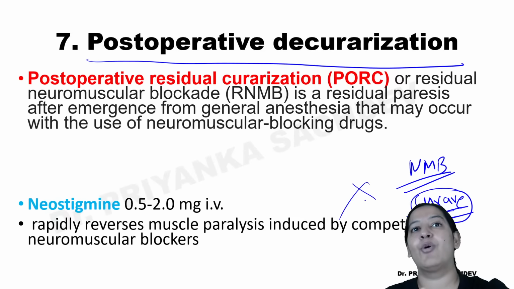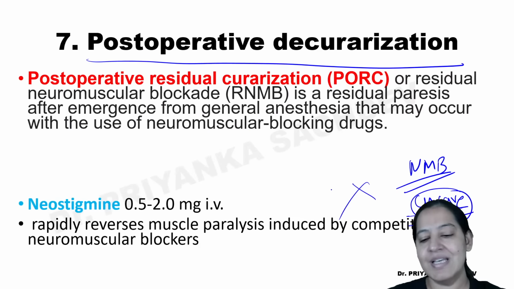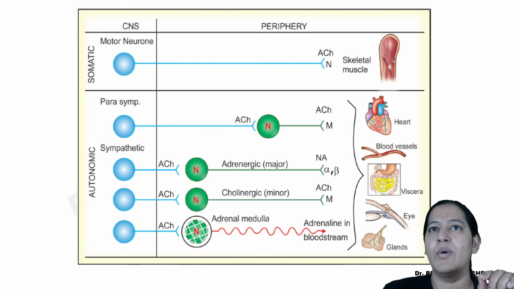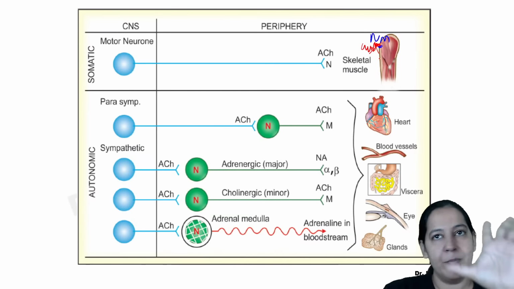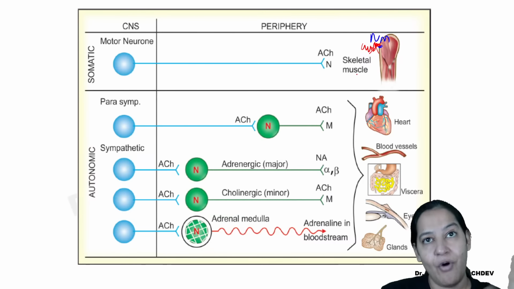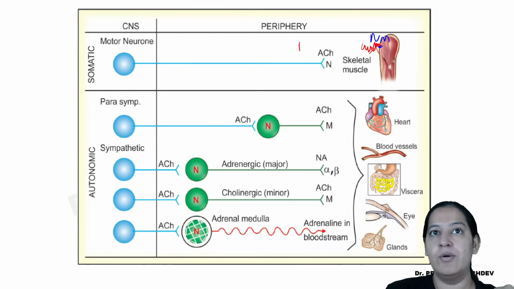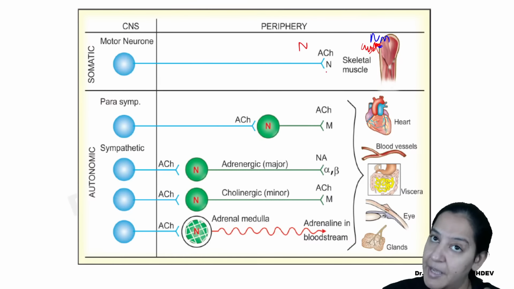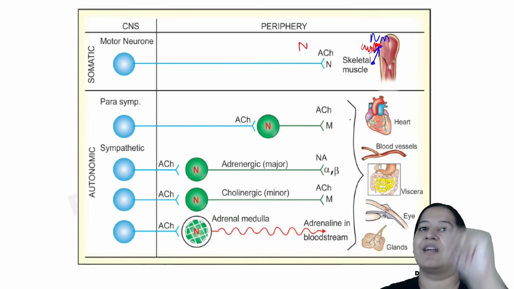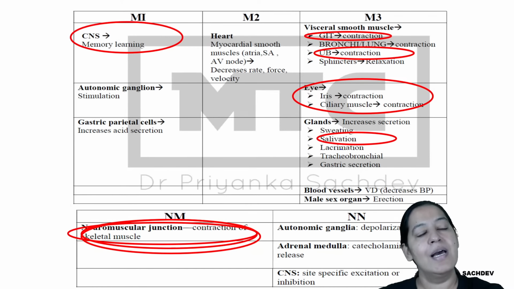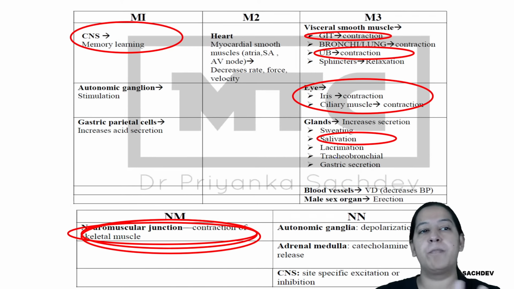So to reverse decurarization, you will give these drugs. What will these drugs do? What is Curare doing? It is blocking the NM receptor. It is binding the NM receptor. So the muscle is not contracting during the surgery. So what these drugs are doing, you are giving neostigmine or pyridostigmine. So they will inhibit the cholinesterase enzyme. So acetylcholine concentration will increase here. So acetylcholine will replace the Curare and muscles start contracting. So that is how you reverse the post-op curarization.